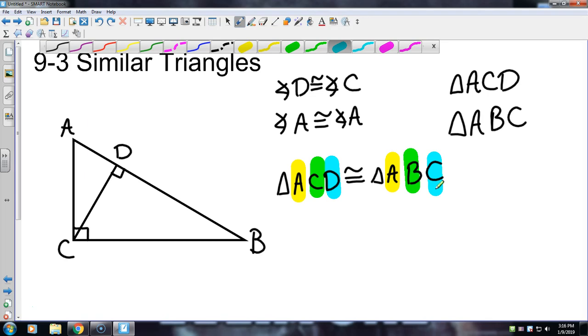Okay, so that's our similarity statement, and I'll write that without color now. So that's triangle ACD is similar to triangle ABC. Whoop, where'd my B go there? There it is.